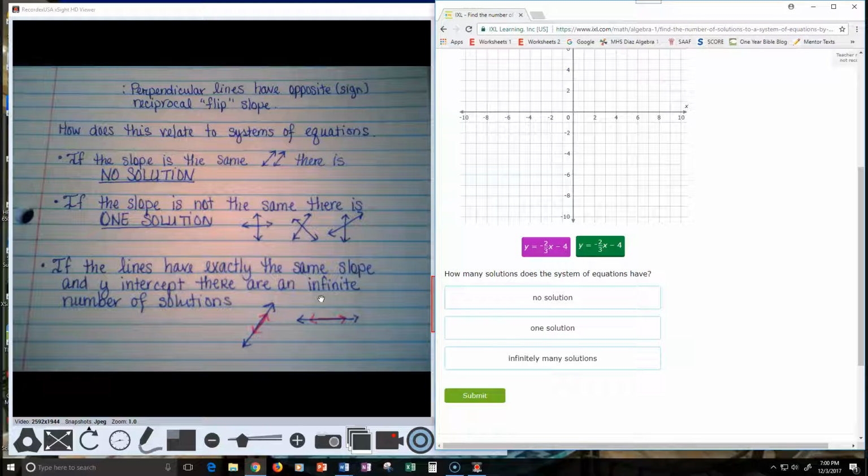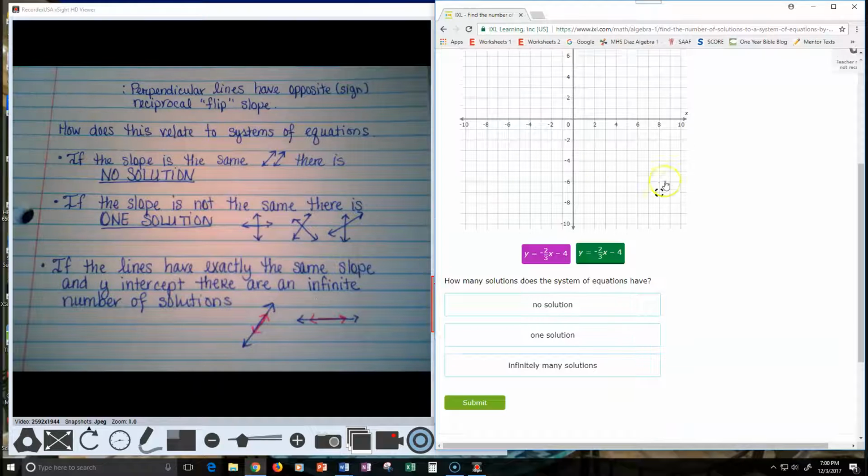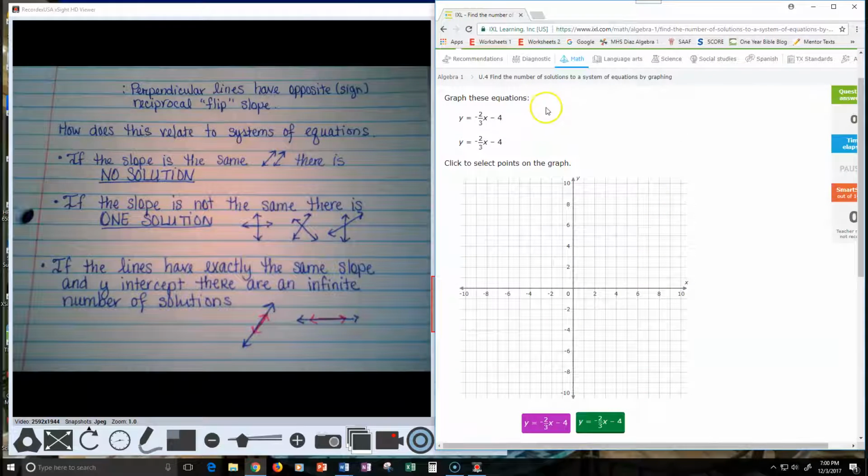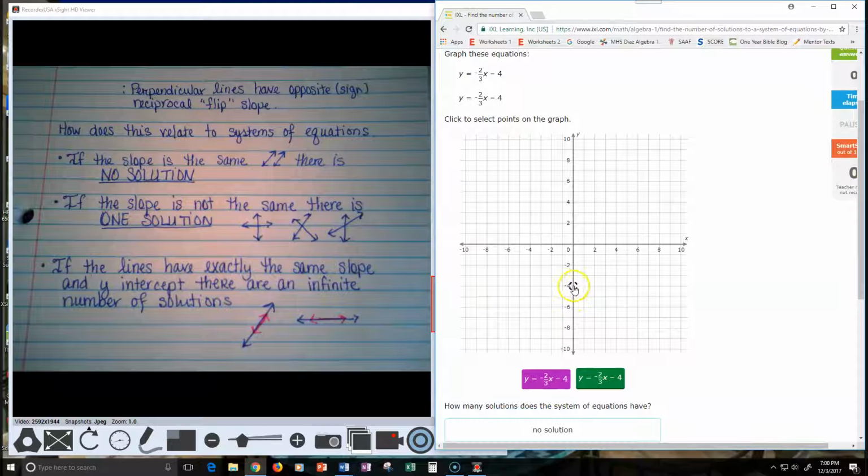So let's go ahead and look at what we have here in U4. We're told to graph these equations. We already know how to graph them, so let me just do that quickly. It's -4, and we're going to go down 2 and to the left 3. And then for this line, it's going to be down 4, or starting at 4, down 2, and to the right 3.